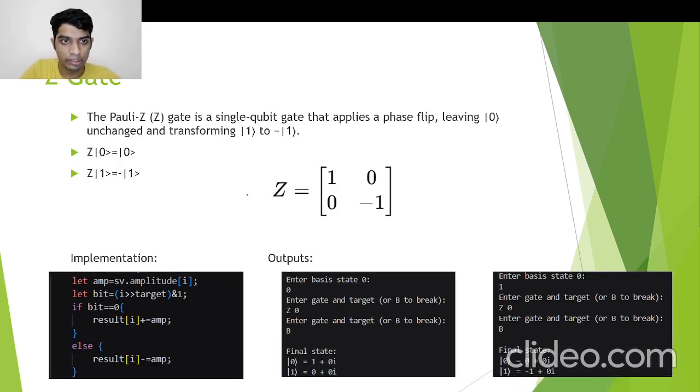This is the Z gate that does nothing to ket 0 but changes the phase of ket 1 to minus ket 1. It is also known as the phase flip gate. This is the equivalent implementation, and these are the outputs. For ket 0, it does not do any change. For ket 1, it changes the sign to minus 1, like a phase flip.